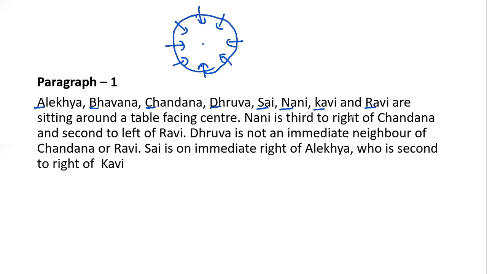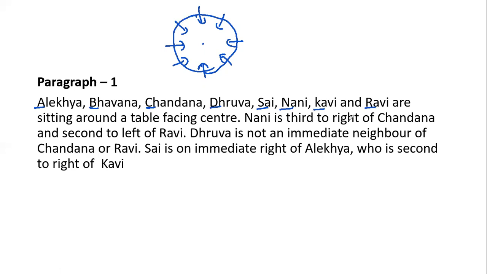Okay. So now coming to the question, first condition starts from here. Nani is third to the right of Chandana and second to the left of Ravi. Okay. Before representing that, try to understand the meaning of the sentence. Nani is third to the right of Chandana. So that information and second to the left of Ravi means that sentence is also about Nani. Okay. They're talking about Nani. Nani, if you look from Chandana, he is third right of Chandana. Okay. The same person, the same Nani. If you look from Ravi, he is second left to Ravi. Okay. Yes. So first we'll represent this line.